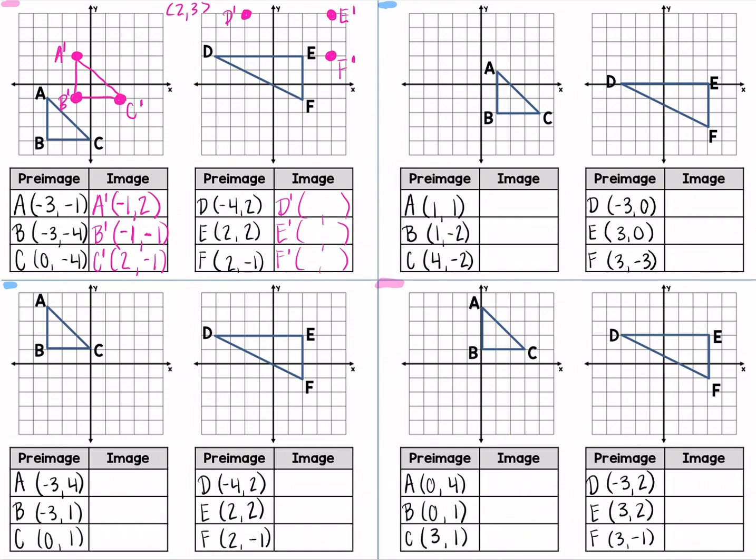So our new point for D is negative 2, 5. It'll be 5, and then 2 plus 2 is 4. So 4 and then 2. Okay, so you can either add them or you can count on the graph. Whichever way works better for you is fine with me. It really does not matter to me.